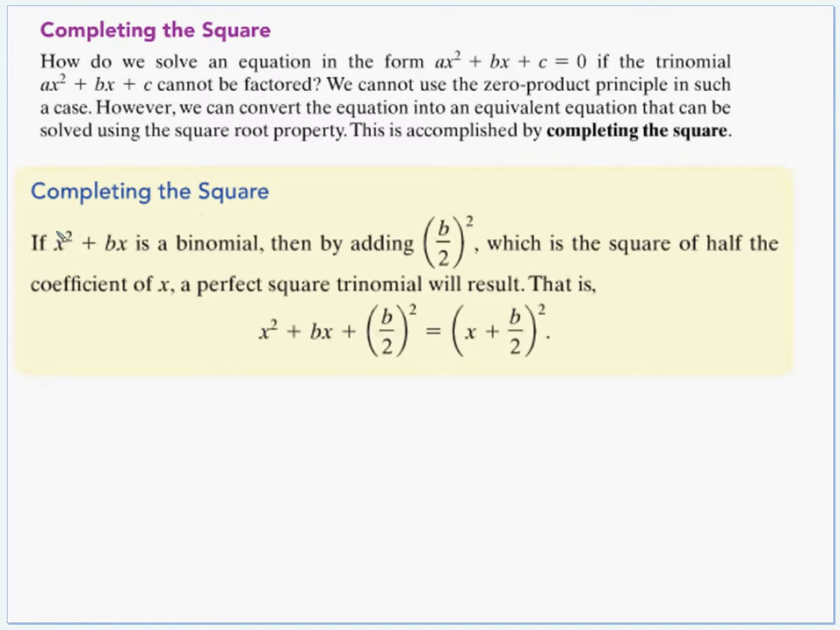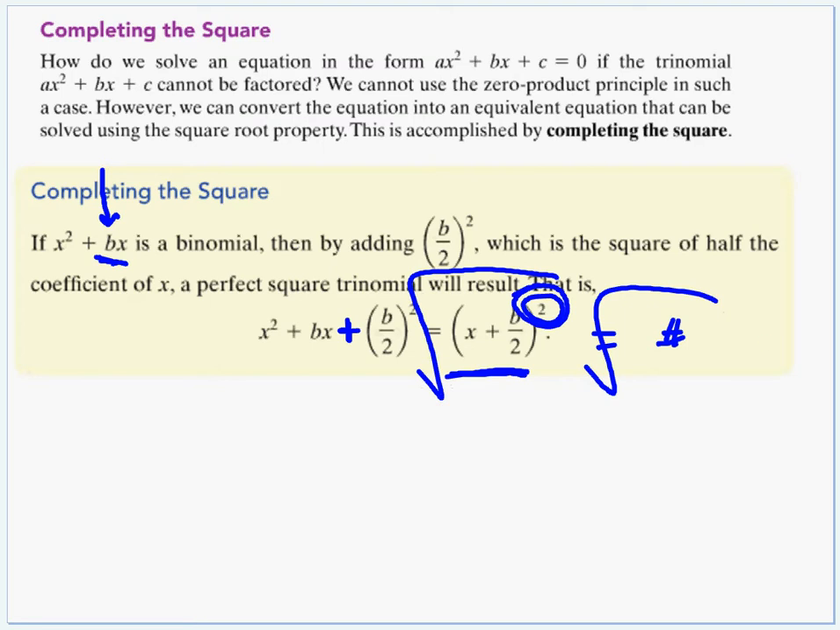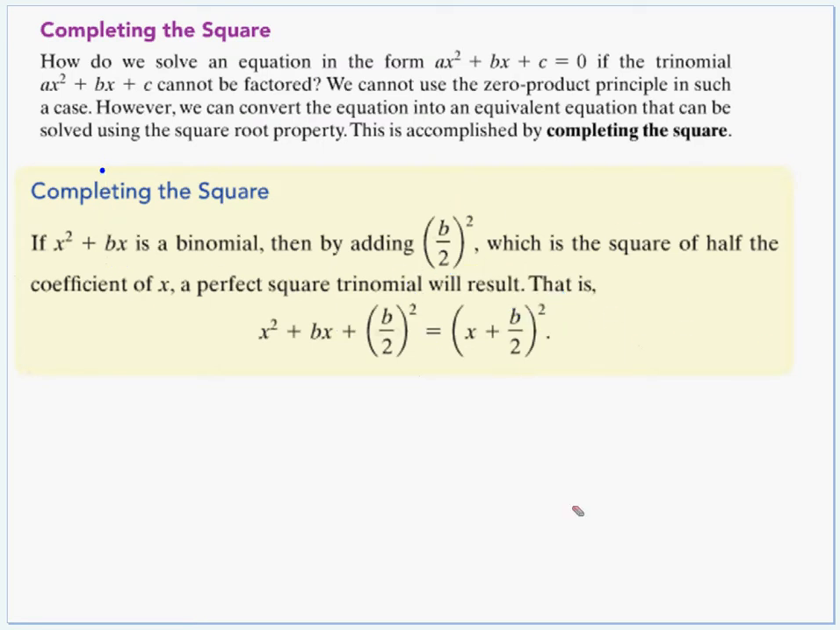And here's how the book introduces it. If x squared plus bx, notice there's an implied 1 in front of that x squared, is a binomial, and then if we add b divided by 2, half of b, quantity squared, which is the square of half the coefficient of x. So this b value right here, we divide it by 2 and square it. If we were to add that, we could factor it into x plus b over 2 quantity squared. And then if we have that equal to some other number over here, once the squared term is isolated, we can square root both sides to solve the problem.